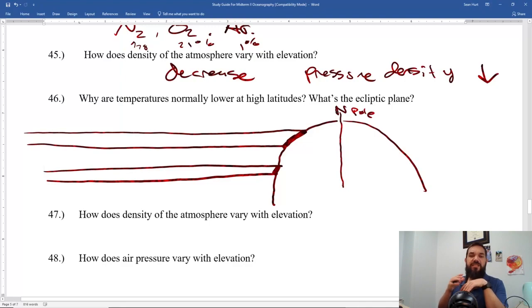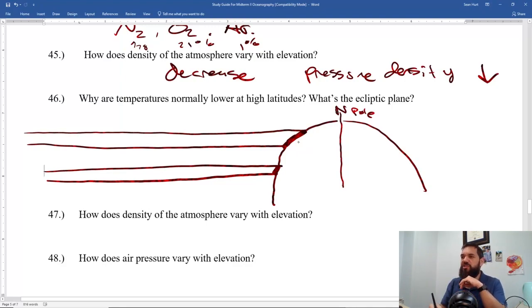So basically, sunlight coming in at higher latitudes is kind of diluted. It's being spread out over a larger area. So that's why you end up with lower temperatures at higher latitudes. It doesn't have anything to do with being closer to the sun or anything like that.